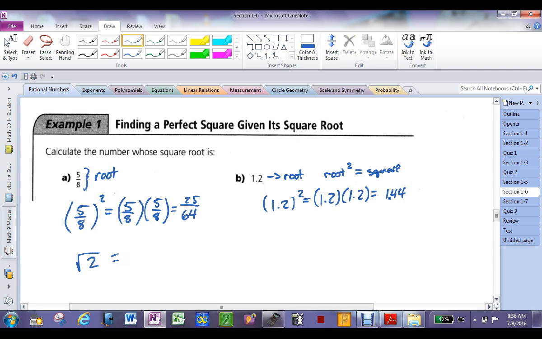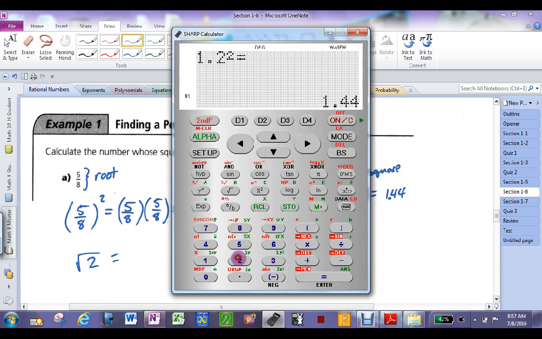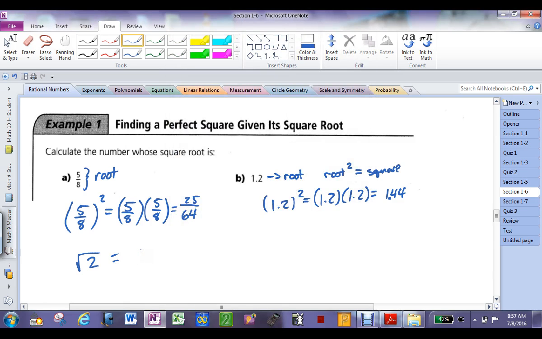Then you punch it in wrong. Right. It's a big, ugly number, isn't it? Square root 2, damn. Square root 2 equals 1.414213562. Is that a rational number? No, because it fills up the whole screen and it doesn't repeat. All right? So if you are finding square roots that do that, then I only want 2 decimal places. So 1.41. Everybody with me?